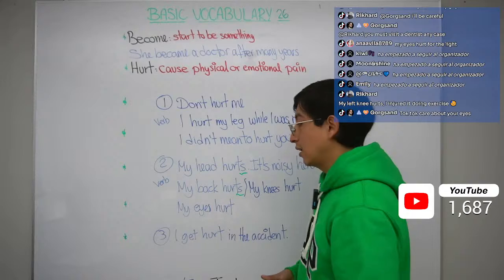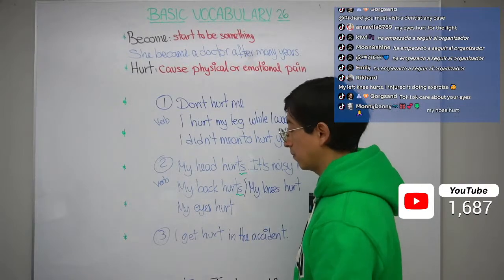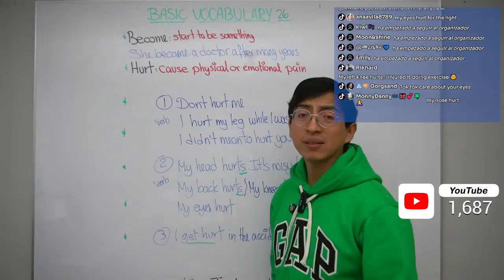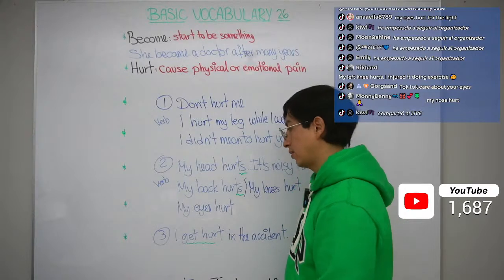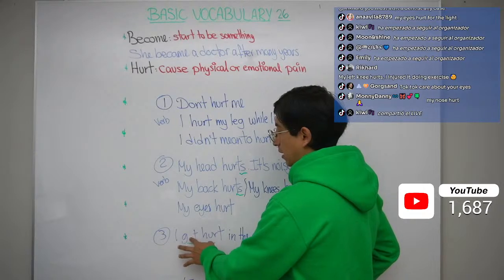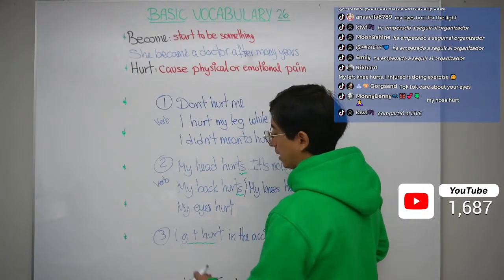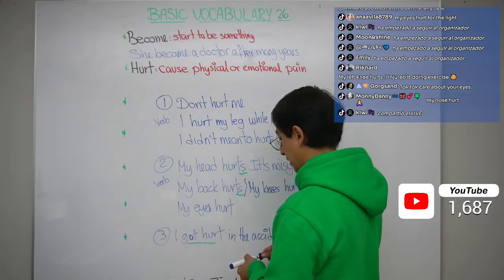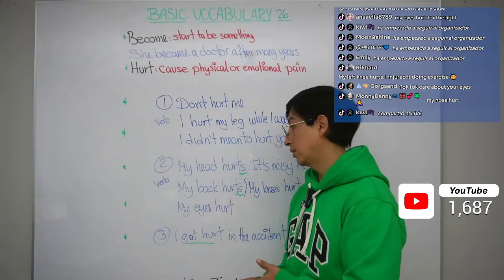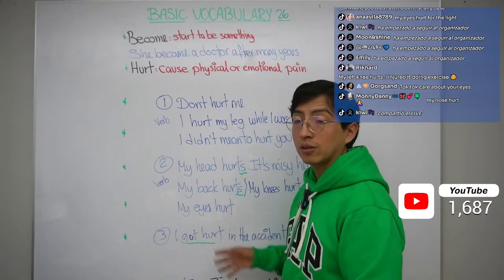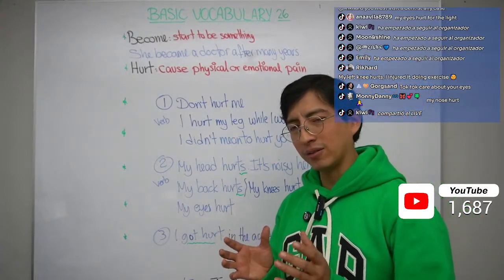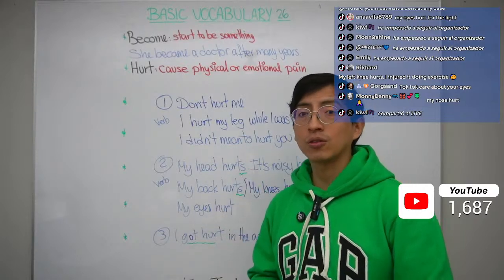Be careful with that. Y por último, tenemos esta otra expresión. Get hurt. Ok, get hurt es como salir lastimado o resultar lastimado. I get hurt. Tendríamos que ponerlo en pasado, ¿no? Ok, me lastimé o me lesioné. Ok, en el accidente. I got hurt. Me lastimé, me lesioné en el accidente. Ok, así que tienes todas estas opciones para utilizar hurt. Es un verbo bastante complejo, así que fíjate bien en cómo estamos utilizándolo.